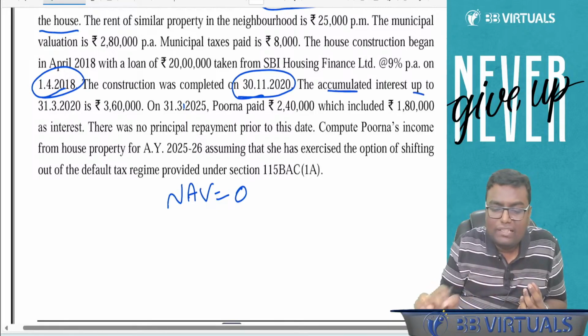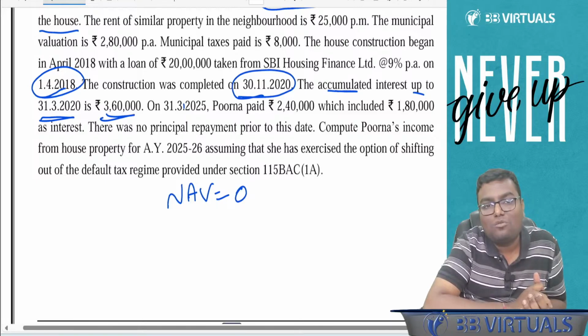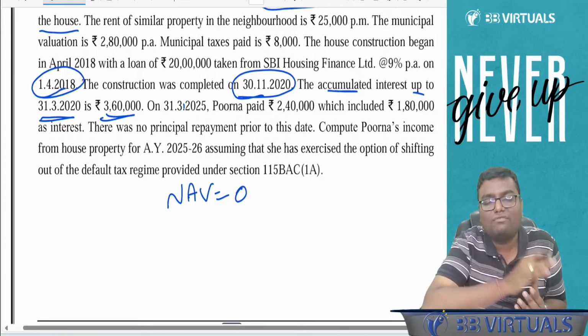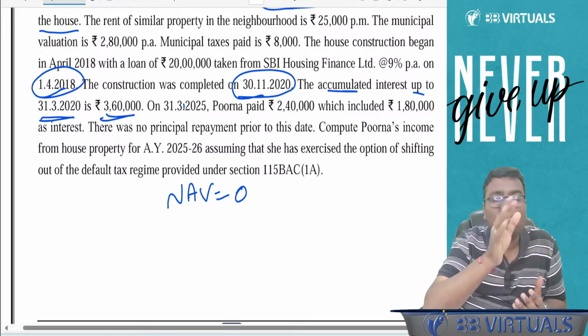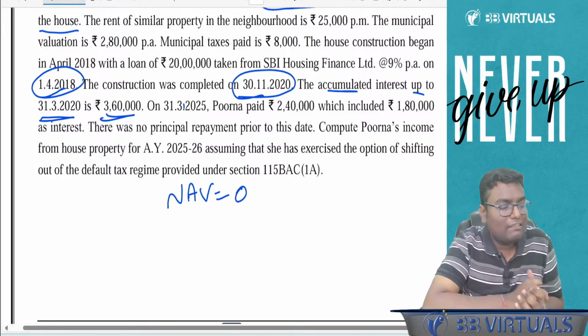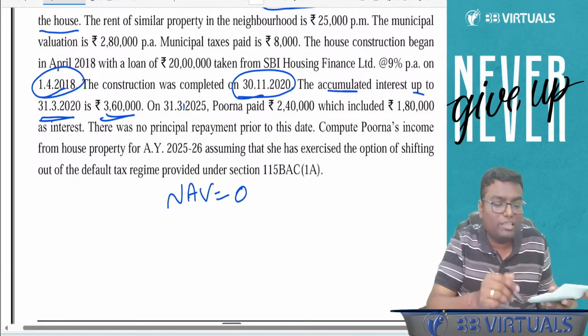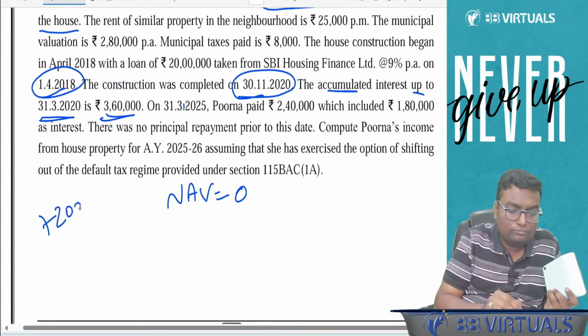The accumulated interest up to 31st March 2020 is rupees 3,60,000. See what they have directly given: pre-construction interest. They have directly calculated and given us that 3,60,000. And what are we supposed to do? Amortize over 5 years. So if 3,60,000 is the total pre-construction interest, how much deduction will be available per year? Can I say it will be 72,000.